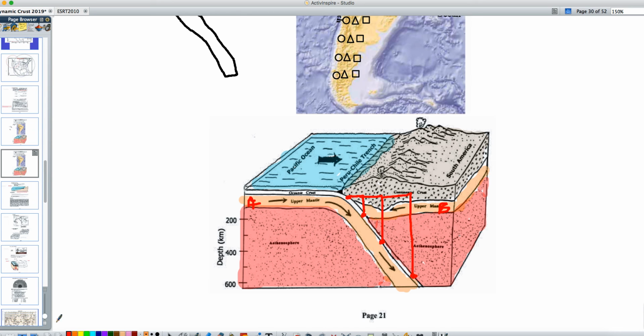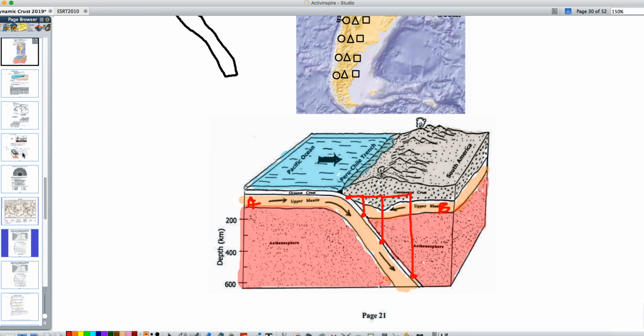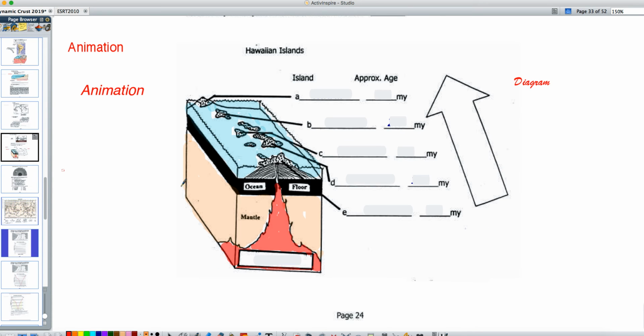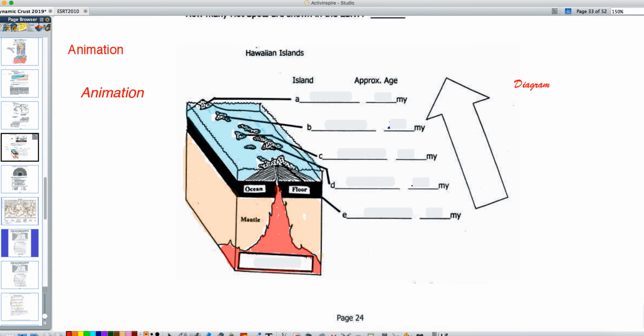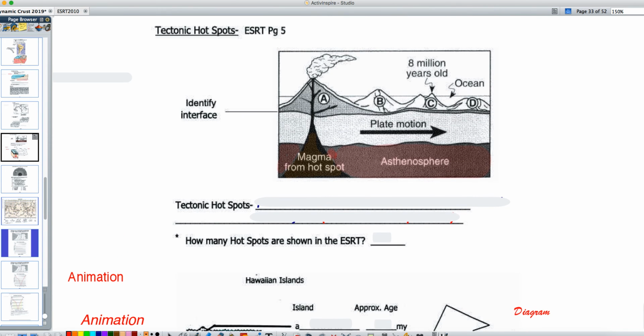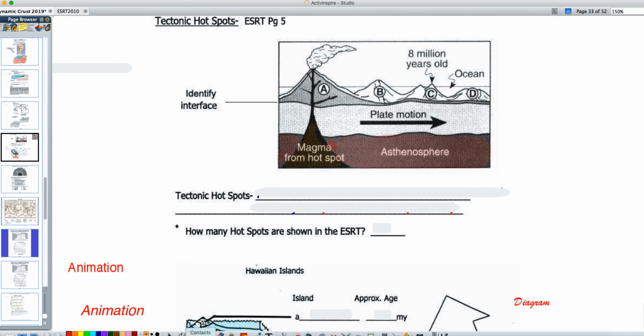Okay, one more thing. I want you to jump ahead a few pages, and we're going to take a quick look at what are known as hotspots. Now, a hotspot's definitely a unique sort of thing. I taught you kids that volcanoes happen along convergent boundaries, but volcanoes also happen in other places known as hotspots.